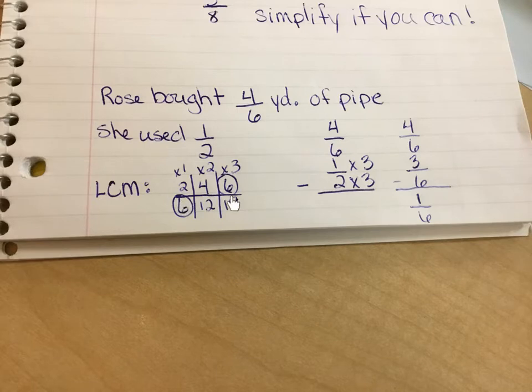Here, I circle my 6. I know that I have to times by 3 here, and I have to times by 3 here. So I get 3/6, and then I bring my 6 all the way down, and I subtract 4 take away 3 is 1.